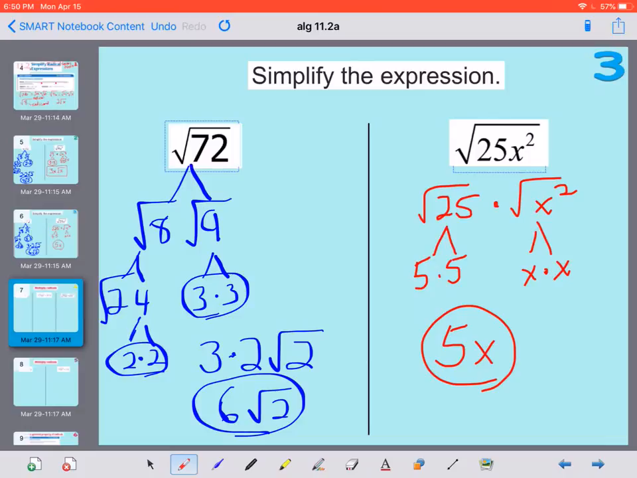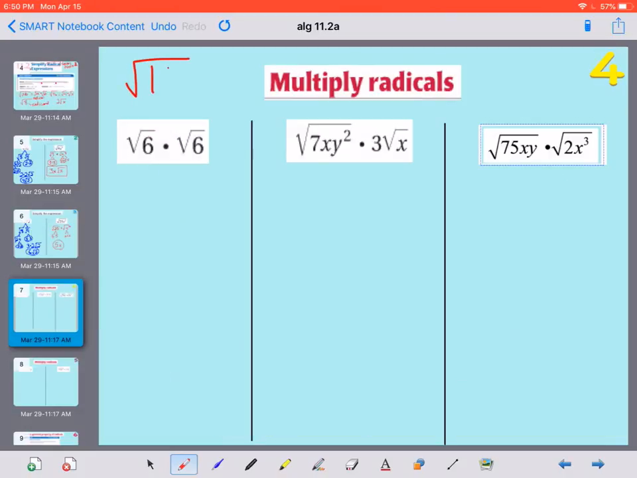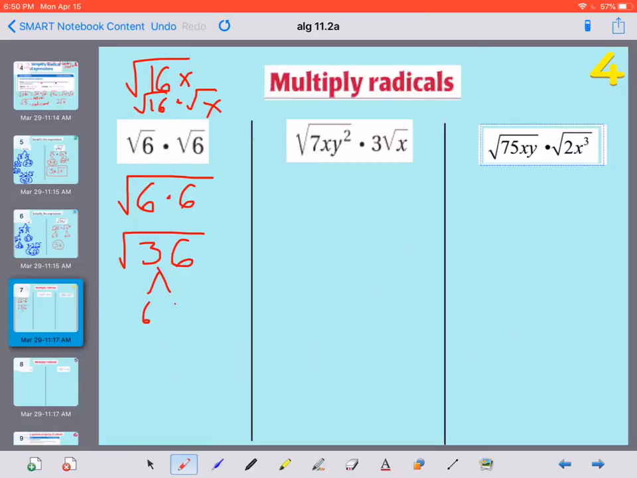Alright, the next one we're going to do is multiply these radicals. Remember when we said this was really just a combination of the square root of 16 times the square root of x? Well, now we're going to do the opposite. We're going to combine them. So 6 times 6 would be the square root of 6 times 6 under the radical, which is actually the square root of 36. 36 can be split into 6 and 6. So our answer is just the square root of 36, which is 6.